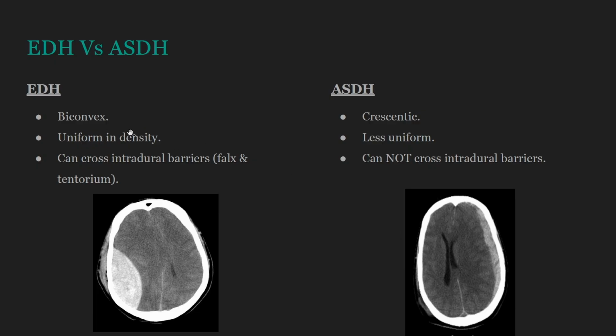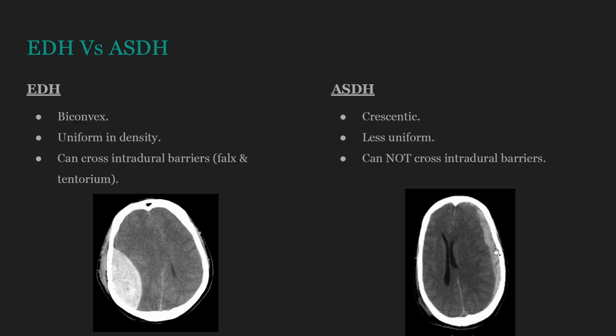The extradural hematoma will be uniform in density. All of the hematoma itself will be the same color, okay? But this acute subdural hematoma will be less uniform. As you can see, it is less dense. It has less density than this one. And as you can see, it has gray streaks in it, okay?